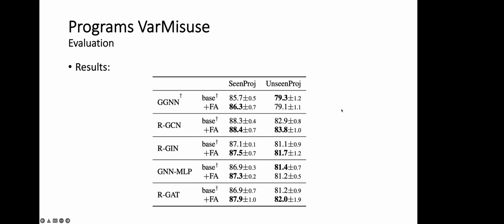The main result is that adding a fully adjacent layer to all the GNNs improves their same-project accuracy, as can be seen here in the table. This obtains a new state-of-the-art of 88.4% accuracy. And in the unseen project set, adding a fully adjacent layer improves the results of most of the GNNs, which obtains a new state-of-the-art of 83.8%.